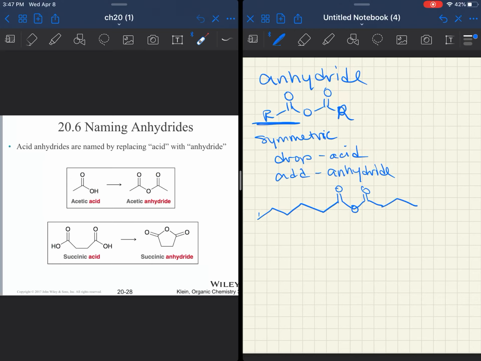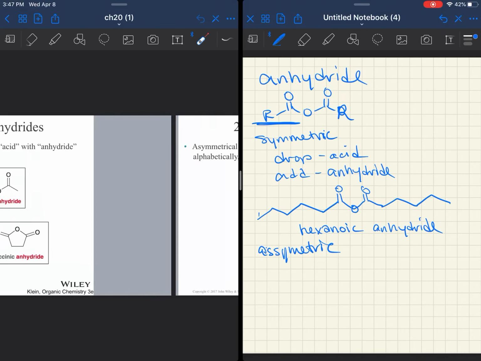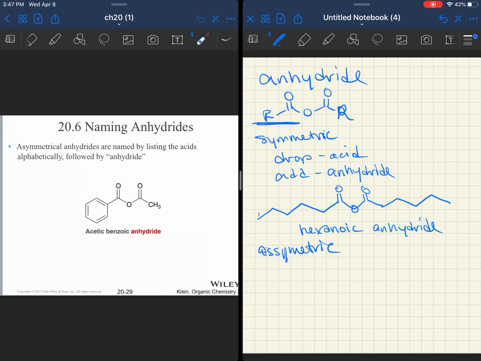You have that 2 carbon chain on both sides. If we had, let's see, something like this. 1, 2, 3, 4, 5, 6. 1, 2, 3, 4, 5, 6. 6 on both sides. This would be hexanoic anhydride. Don't worry about a cyclic structure. I would not ask you for that.